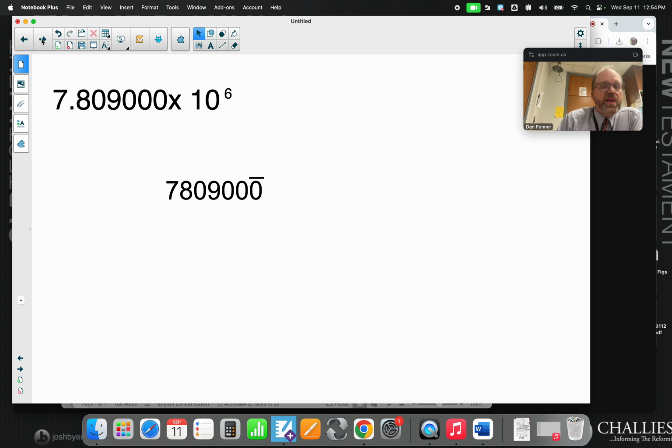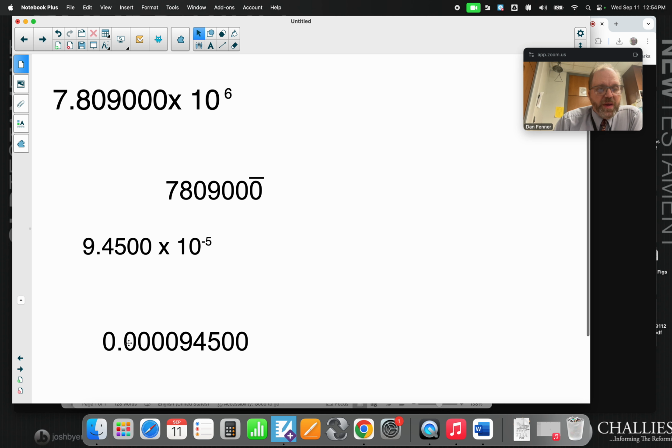All right, let's try going with a negative exponent. Let's say I give you 9.4500 times 10 to the minus 5th. Let's put the number down, 94500. It's negative, so instead of going to the right, we go to the left, 5 places, so we get 0.000094500. Those 2 zeros remain because they're significant. That's what 9.4500 times 10 to the minus 5th is as regular notation.